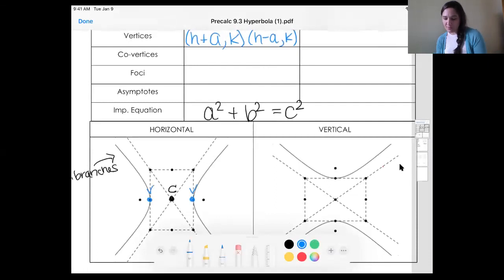I'll label them with a V. So for thinking about them, if C here is (h, k), if I add a, I'm going to be over here at the vertex, right? So if I add a, I'm going to be at this point, which is h plus a, okay? And then similarly, if I'm at the center and I subtract a from my x, I'm going to be over here and I'm still at the same y variable or the same k. So that's where those values come from.